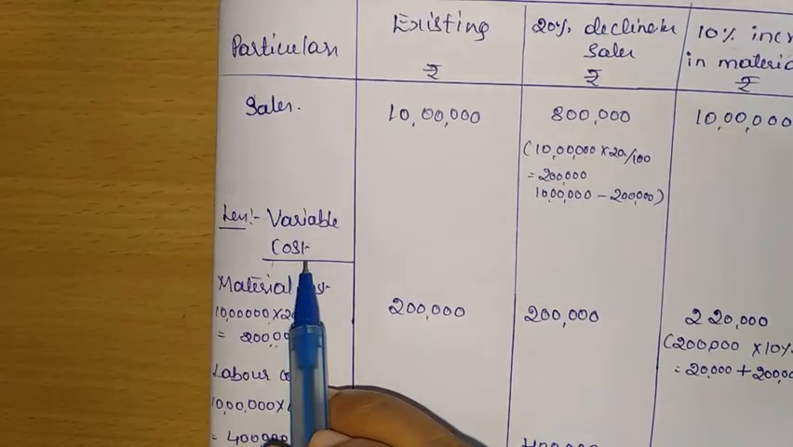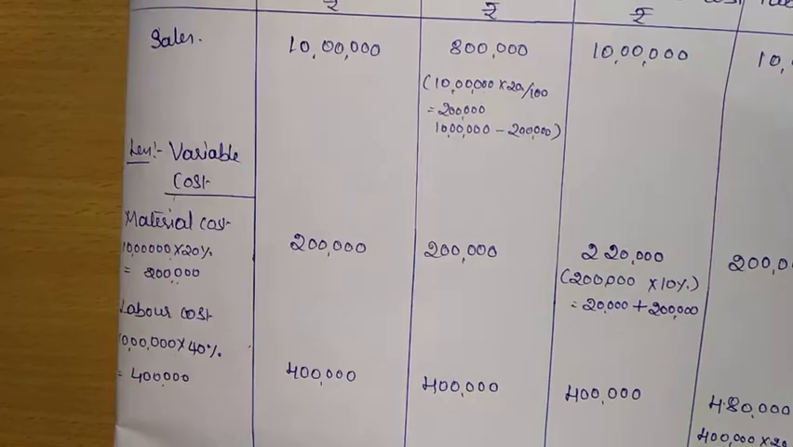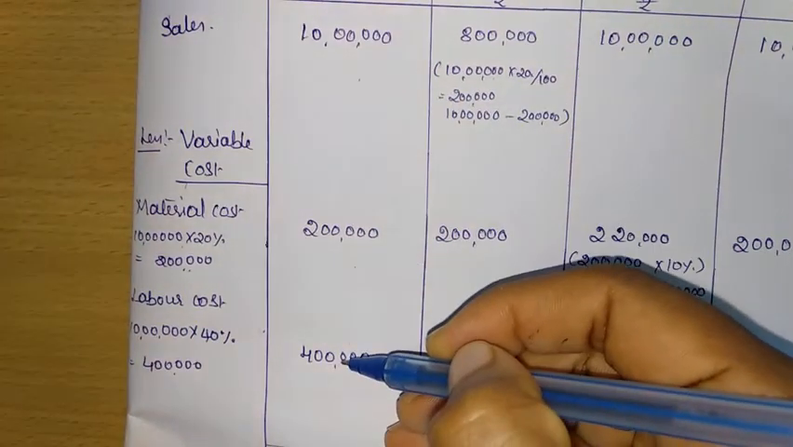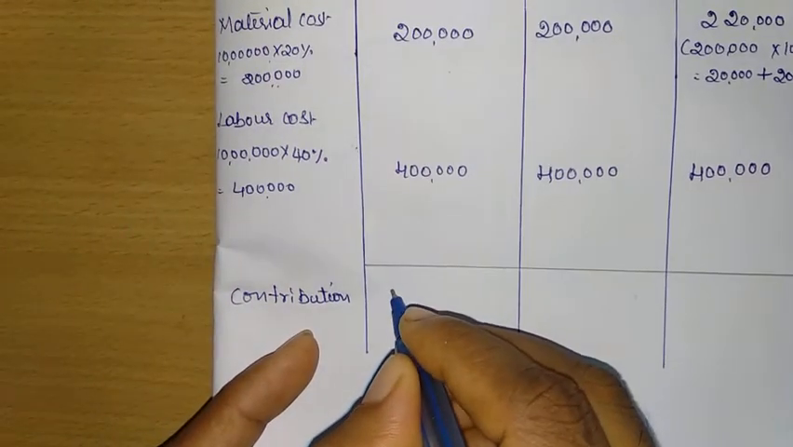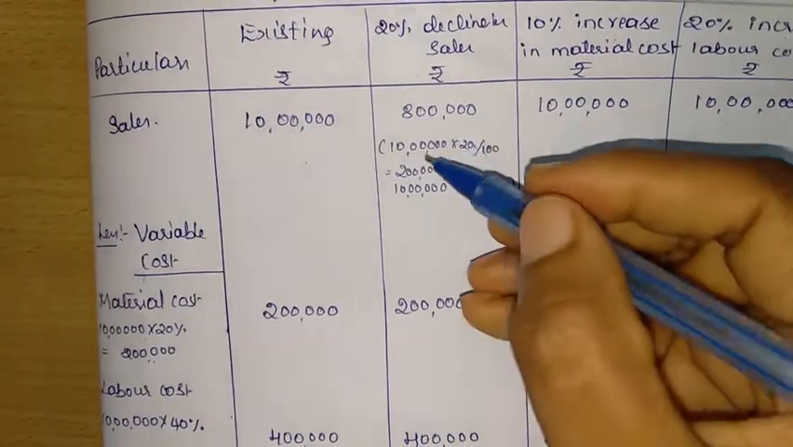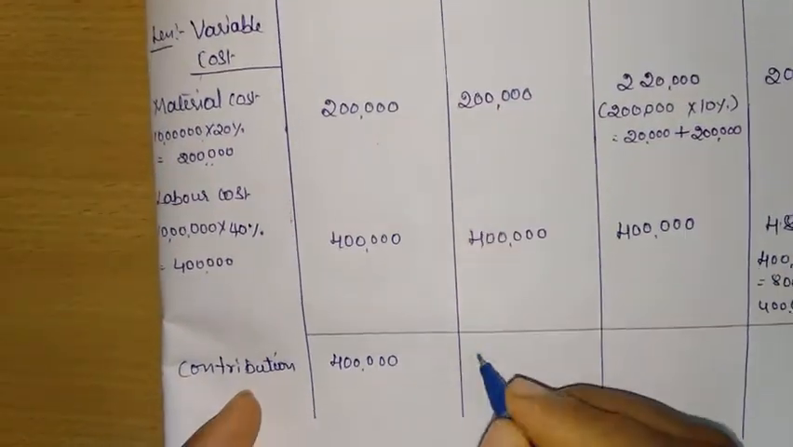So when you deduct variable cost from sales, the answer is contribution. So contribution: 10 lakh minus 2 lakh minus 4 lakh. So it is 4 lakh. Then 8 lakh minus 2 lakh minus 4 lakh. 8 minus 6, it is 2.